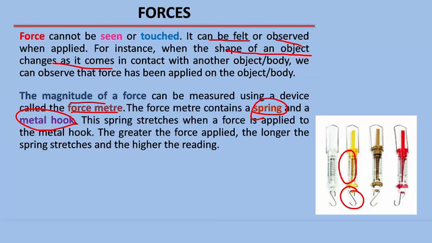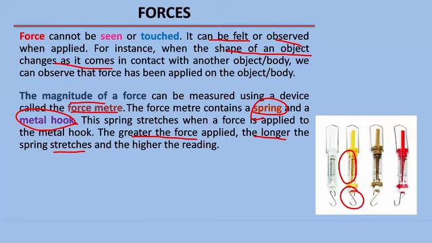Now, this spring stretches when a force is applied to the metal hook. The greater the force applied, the longer the spring stretches and the higher the reading. Now, when an object is attached to this metal hook here, it causes this spring to lengthen. It increases the length of the spring.